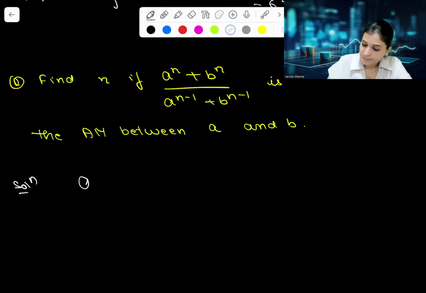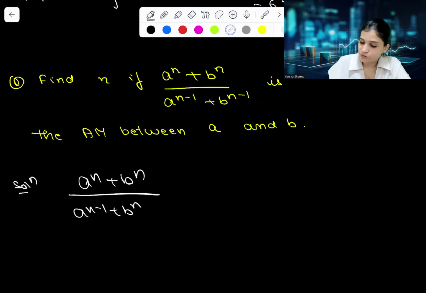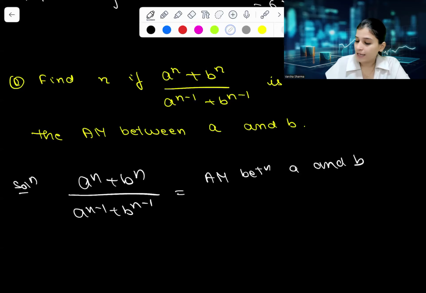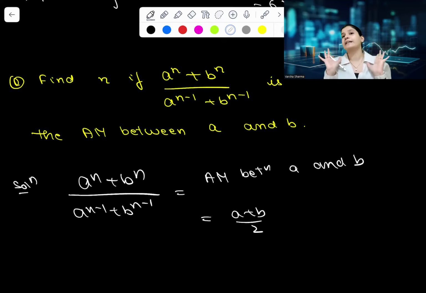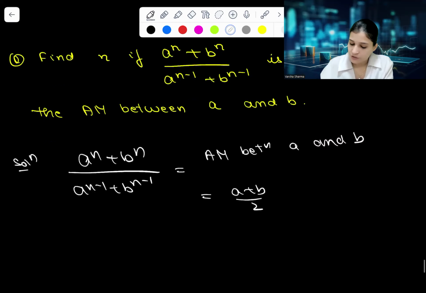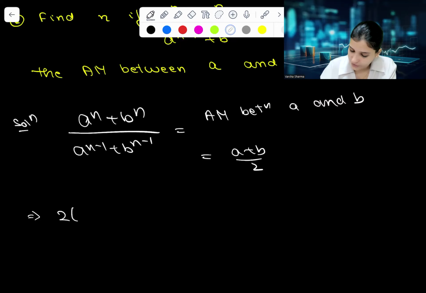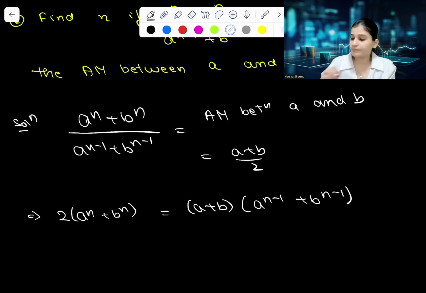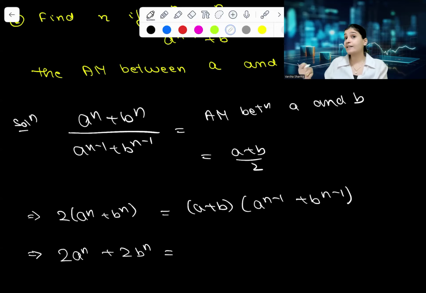It says that (a^n + b^n) by (a^(n-1) + b^(n-1)) is equal to the arithmetic mean between a and b, which is (a plus b) by 2. So they're equal. We need to cross multiply and find it. That's our logic. So cross multiplication: 2(a^n + b^n) is the same as (a + b)(a^(n-1) + b^(n-1)). Done. Left side, let's open the bracket: 2a^n plus 2b^n.